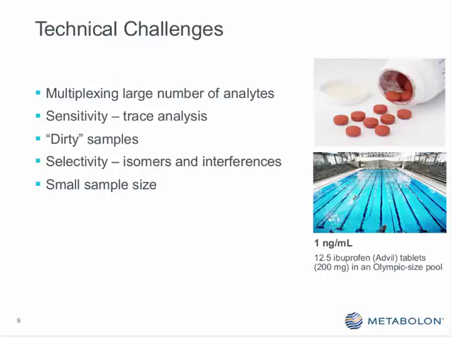Some of the technical challenges that we deal with when we're developing an assay, one of the biggest ones is multiplexing these large number of analytes to hone down in on just a few assays. We also are dealing with really trace analysis, so very sensitive compounds we're looking for. Just to put that into perspective, 1 nanogram per mil is an average concentration that we're looking for in many of our studies. If you think about that, you can take 12.5 ibuprofen tablets, 200 milligrams each, and dissolve that into an Olympic-sized swimming pool. And that's 1 nanogram per mil. So we're really trace analysis here.